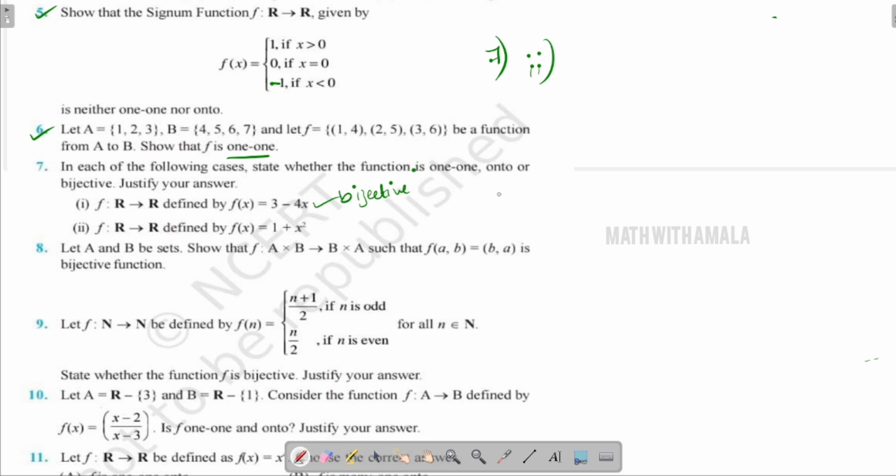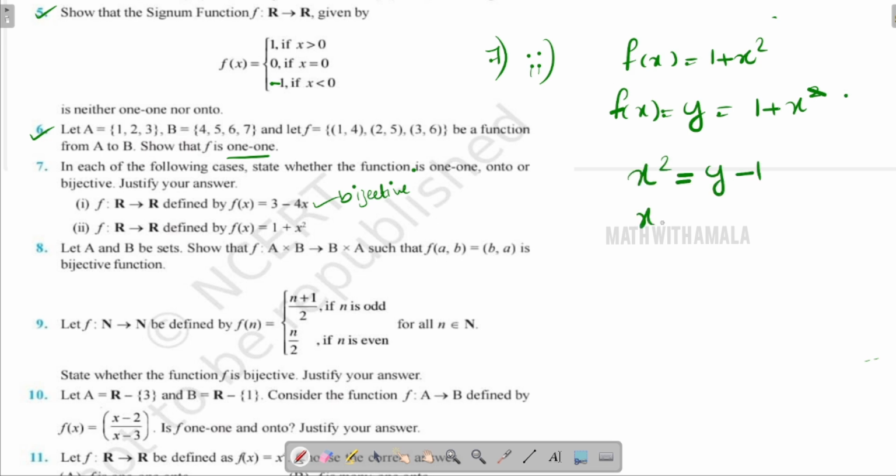Now let's check the ontoness. Let's write f of x equal to 1 plus x square. That is, y is equal to 1 plus x square. Now you can write x square is equal to y minus 1. That implies x equal to plus or minus root of y minus 1. Now x takes two values, positive and negative root of y minus 1.